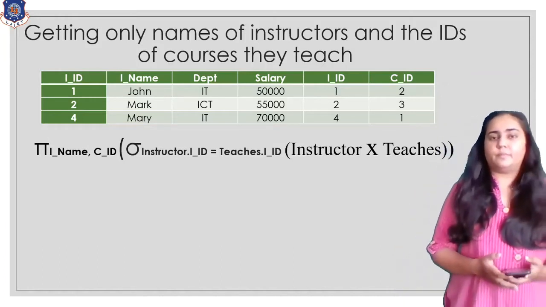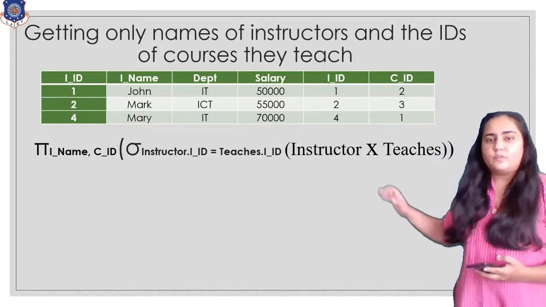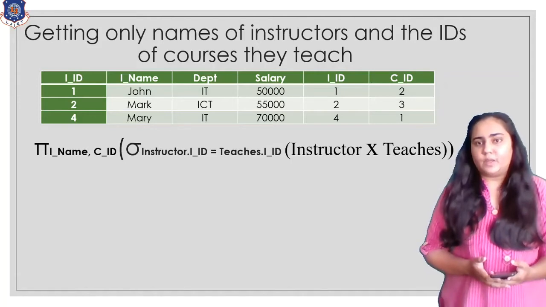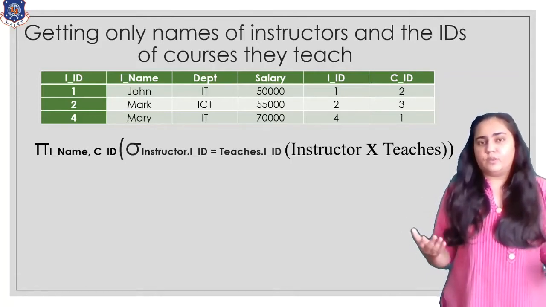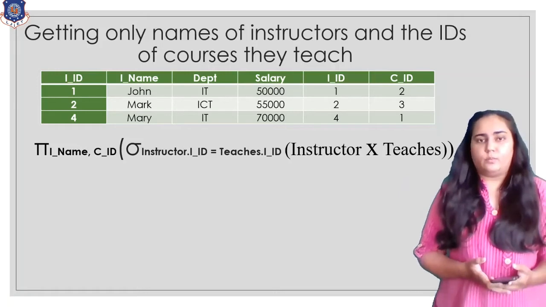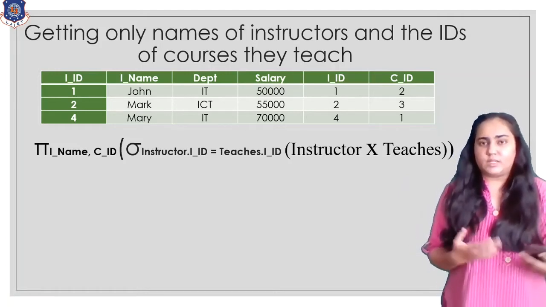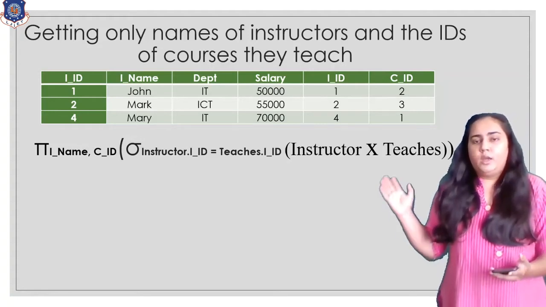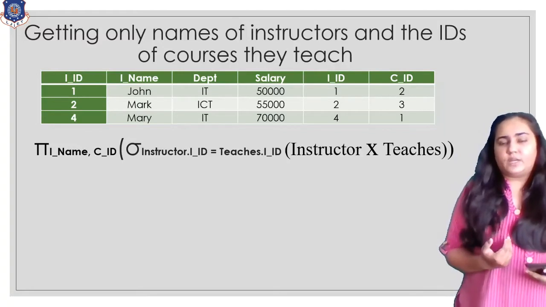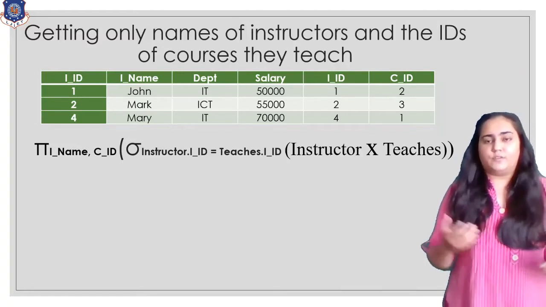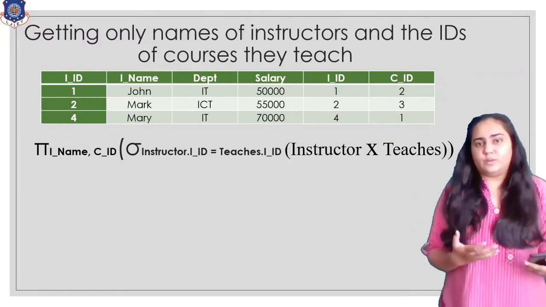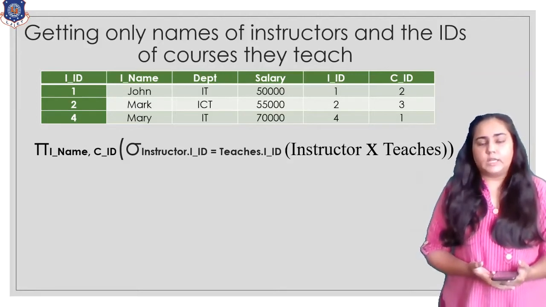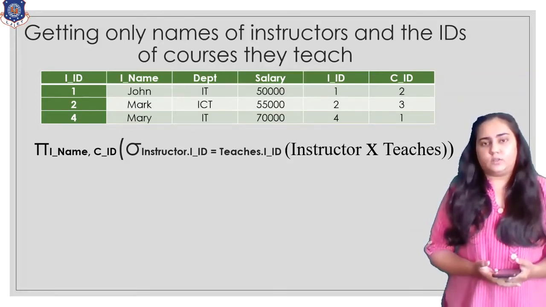And in this query, you can notice how I have written the name of the table and then the name of the column in mentioning the condition. The reason for this is because both the column names are the same. Both are I underscore ID. So I cannot write I underscore ID equal to I underscore ID. That would be ambiguous. So I have to write the name of the table that I'm referring to out of these two tables, the combination of these two. And so I have written instructor.I underscore ID equal to teaches.I underscore ID.